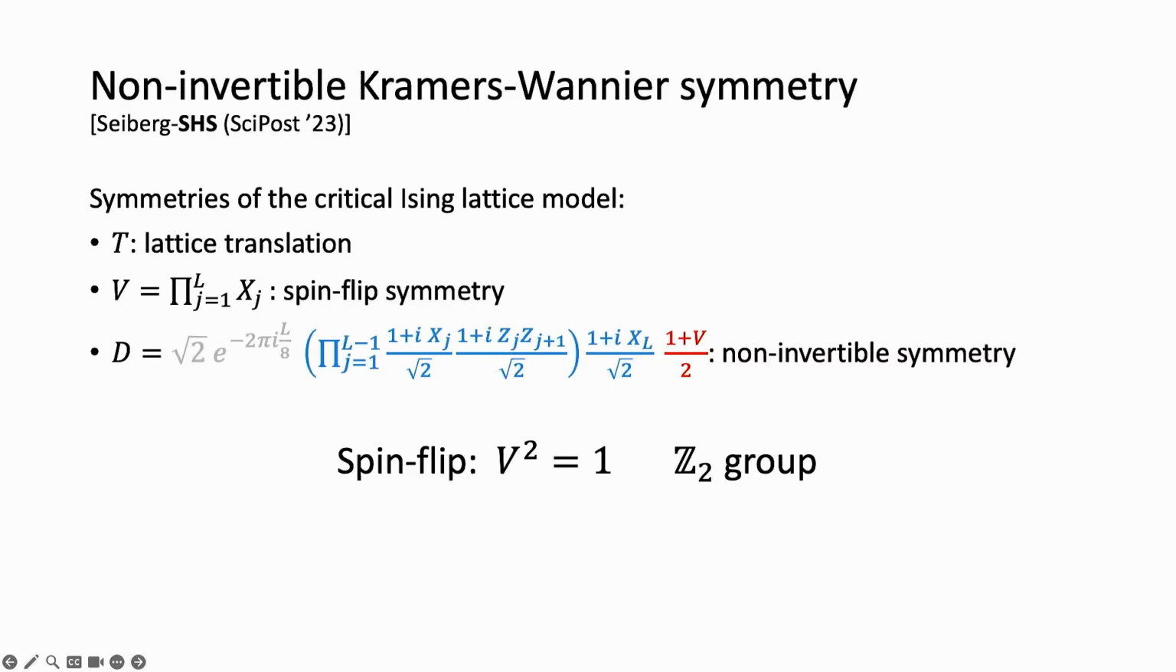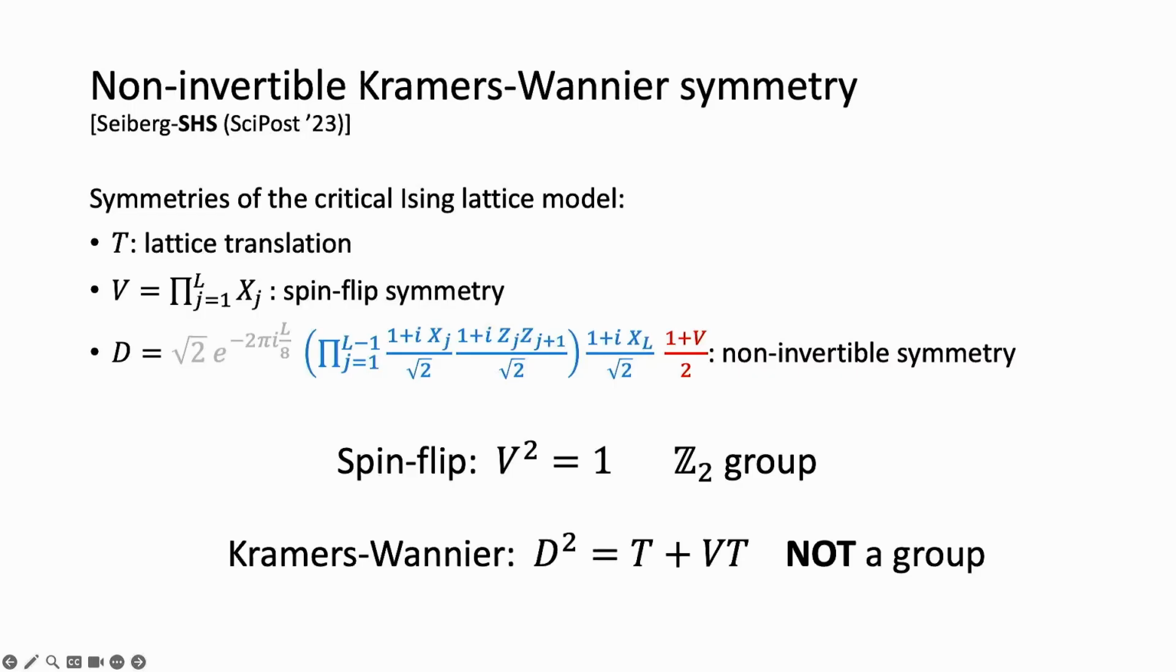What happens if you square this operator D? The moment you square it, you don't get a single operator on the right-hand side. On the other hand, you get a sum of two elements. The first one is a lattice translation. The second one is a spin flip symmetry multiplied by the lattice translation. This shows immediately that this is not a group. In groups, when you multiply A with B, you're just going to get one single group element C on the right-hand side. But here you get a sum of two things. And that gives you a hint that we're going beyond the paradigm of group theory.